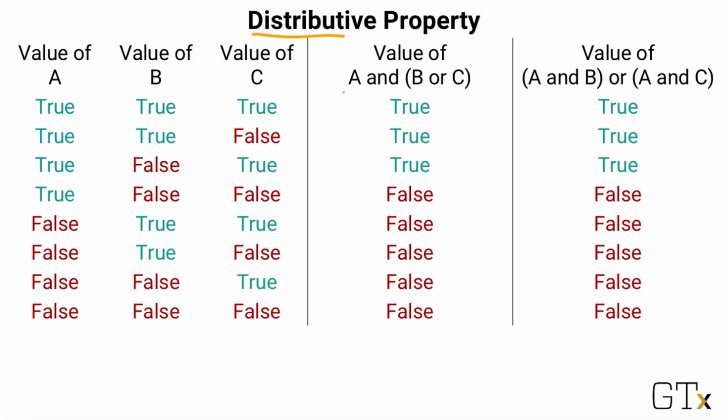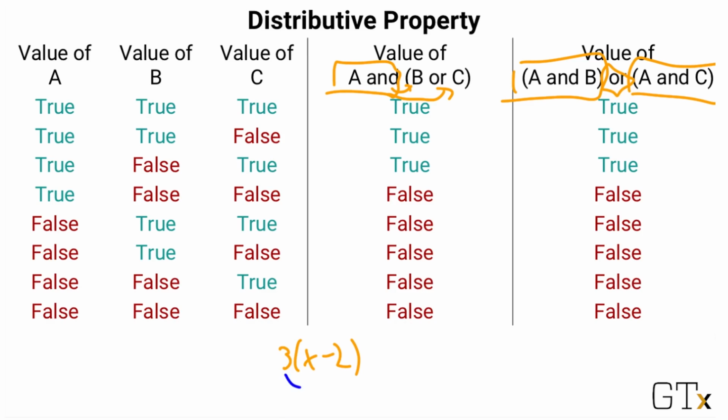More interestingly, logical operators are also distributive. What that means is that A and (B or C) is the same as (A and B) or (A and C). We can distribute the A and to the B and to the C itself, resulting in A and B or A and C. This is kind of like math, actually. If we had something like 3 times (x minus 2), then we can distribute the 3 to the x and the 3 to the 2.